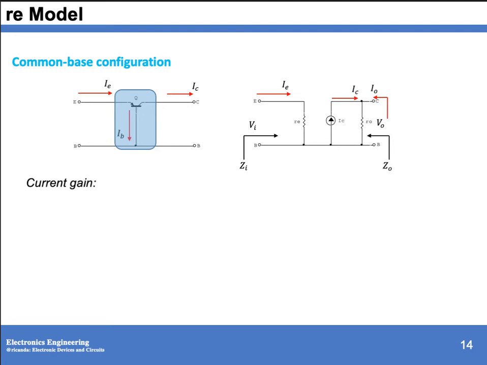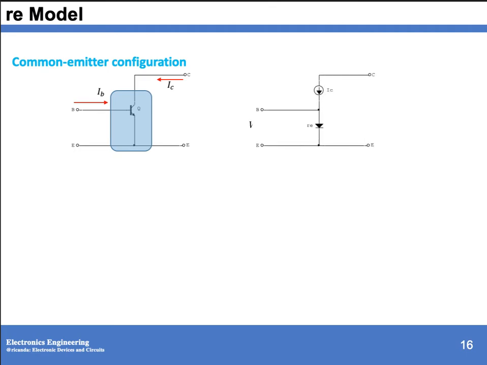For the current gain, we have I_o over I_input, where I_input equals to I_E, and your I_o is equal to your negative alpha I_E. So therefore, your current gain is equal to negative alpha for the common base configuration. But before that one, we have to get your output impedance if your r_o is optional or without r_o. So if it is without r_o, your common base configuration output impedance is equal to infinity.